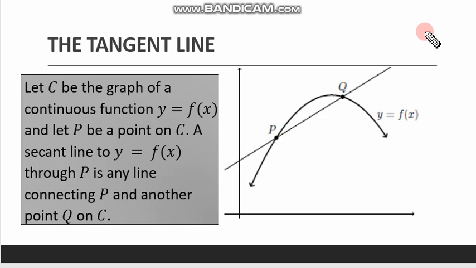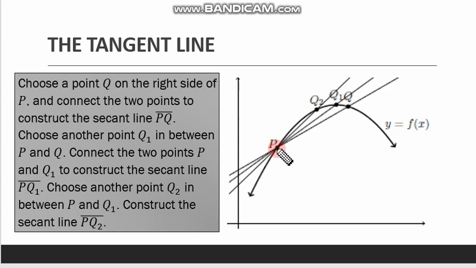Okay, let's establish the tangent line on a graph. Let C be the graph of a continuous function y is equal to f of x, and let P be a point on the graph C. A second line to the function through the point P is any line connecting from point P to another point Q. Let's label it as point Q on a graph. This is a second line. At first, we choose a point Q on the right side of the point P, and then we will connect these 2 points. From point P to point Q, we created a second line, line PQ.